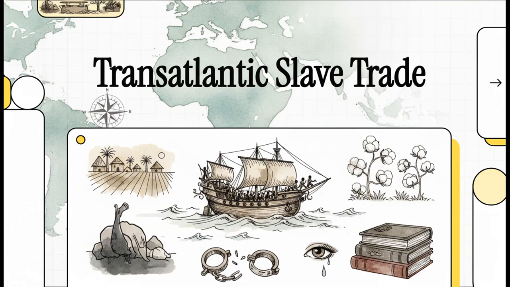Welcome to this explainer. Today, we're diving into a really heavy but absolutely vital piece of history, the transatlantic slave trade. We're going to break down exactly how this system worked, look at its immense human cost, and ultimately explore the profound moral lessons it leaves us with today. My goal here is to help you truly grasp not just the raw facts of what happened, but the why and the how behind this entire era.